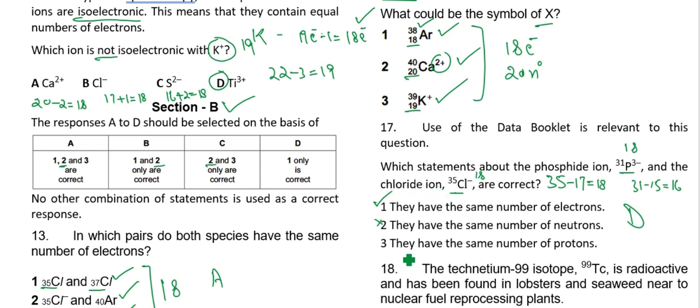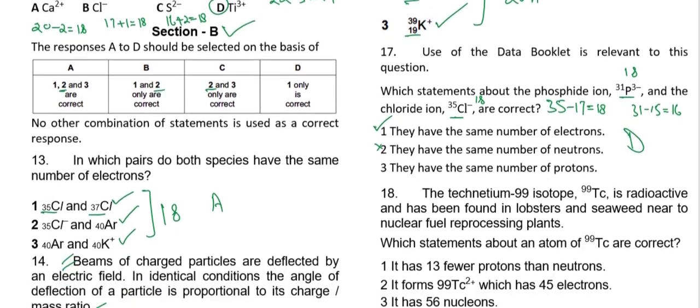Let me discuss the third one. It says they have the same number of protons. That is not correct, because they are entirely different elements. Different elements have different atomic numbers, so the protons are not the same. Okay, so proceeding.